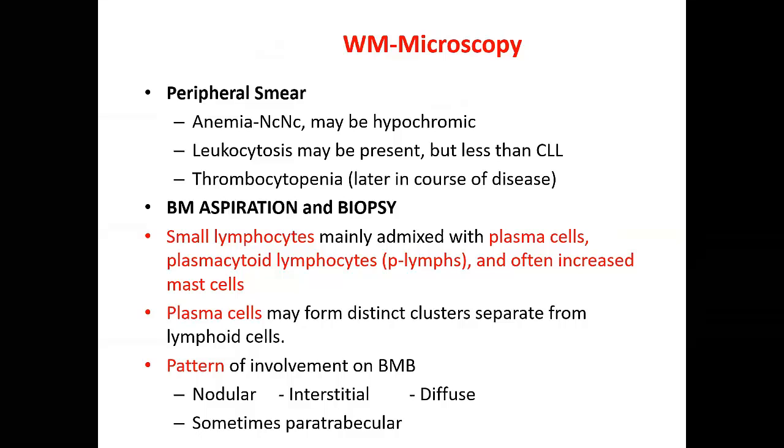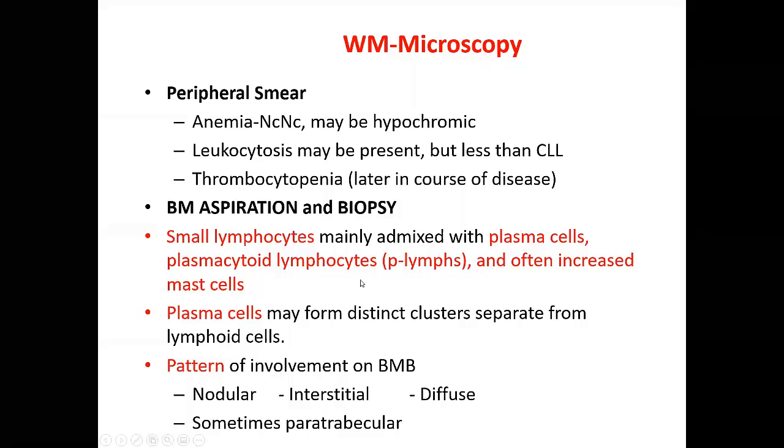So what do we find on peripheral smear? Red cells are normocytic normochromic, anemia is there. Leukocytosis may be present. Now, why leukocytosis? Some of the lymphoplasmacytoid cells come into the peripheral smear, then the count increases and those cells are demonstrated. Second is thrombocytopenia. Now, this thrombocytopenia occurs later in the course of the disease. Okay, so we have leukocytosis, anemia, and thrombocytopenia.